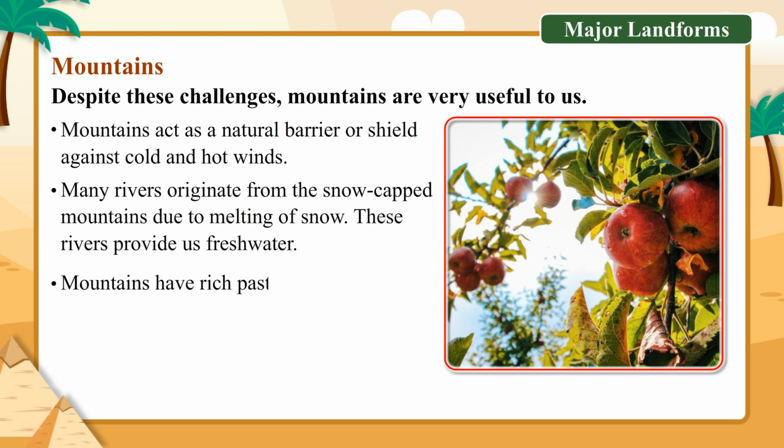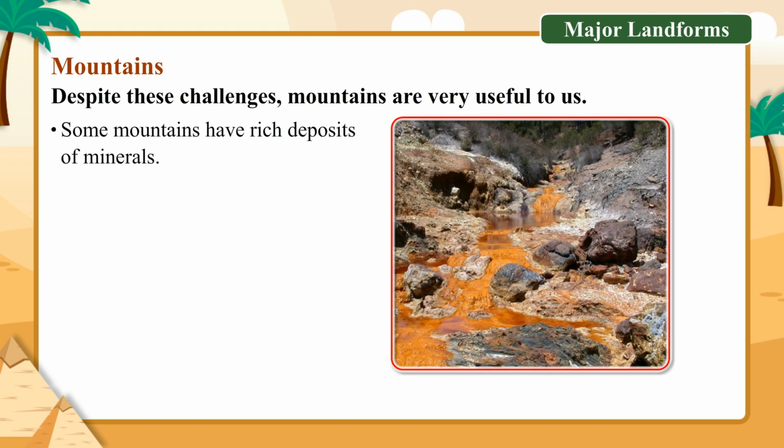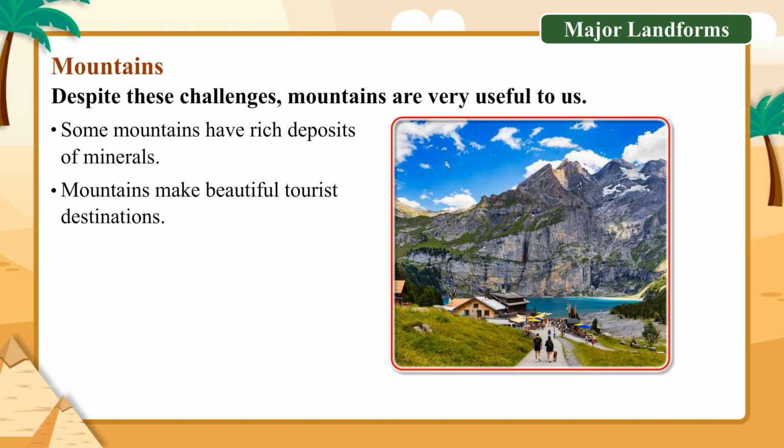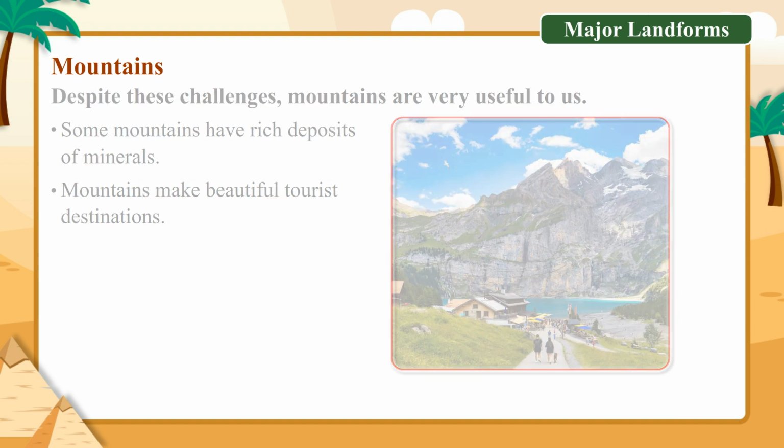Mountains have rich pastures and forests. We get food, fuel, fodder, shelter, and other forest products like gum, resins, medicines, etc. from them. Some mountains have rich deposits of minerals. Mountains make beautiful tourist destinations.